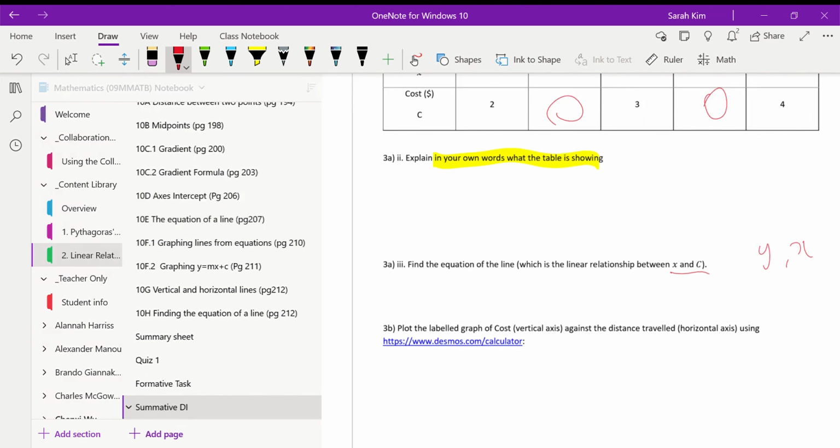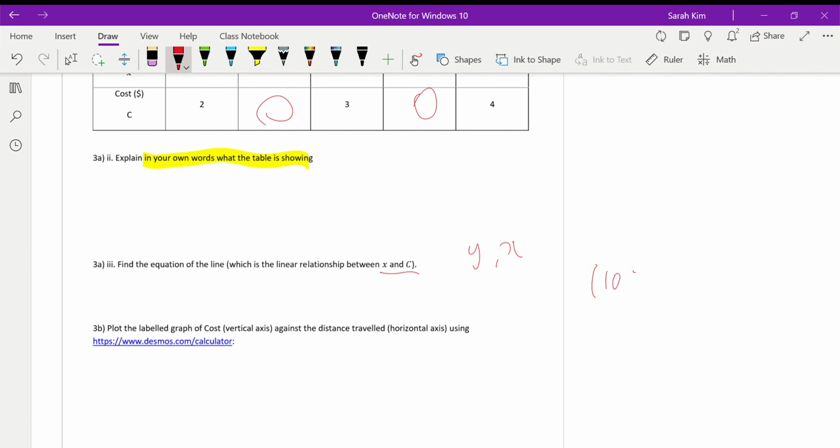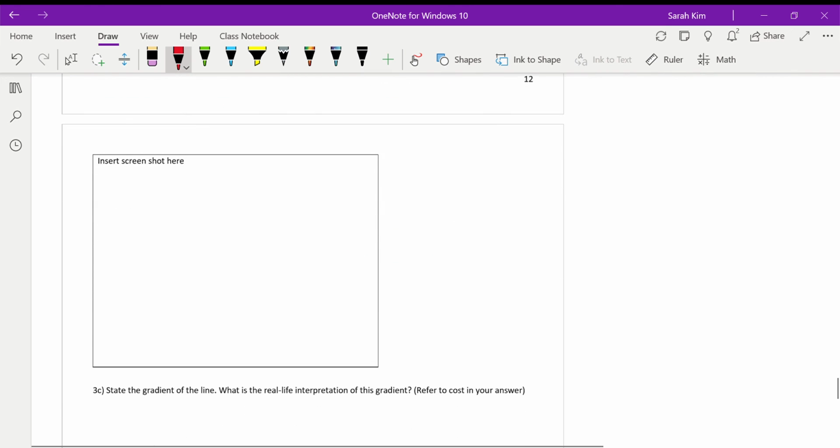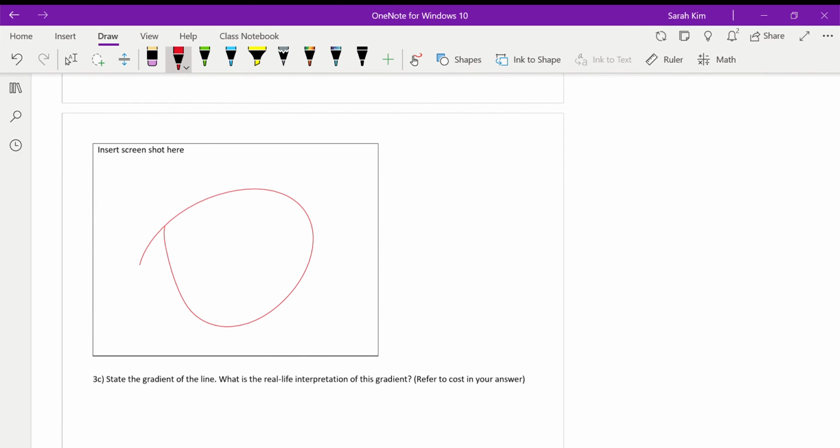Go back to that one, guys. So I'll go refer back to 10E for help. Plot the graph of cost against distance traveled using Desmos. So once you've got an equation, you figured it out. Now I want you to graph it. So put your graph over here once you do it. Oh, insert screenshot here, my bad.